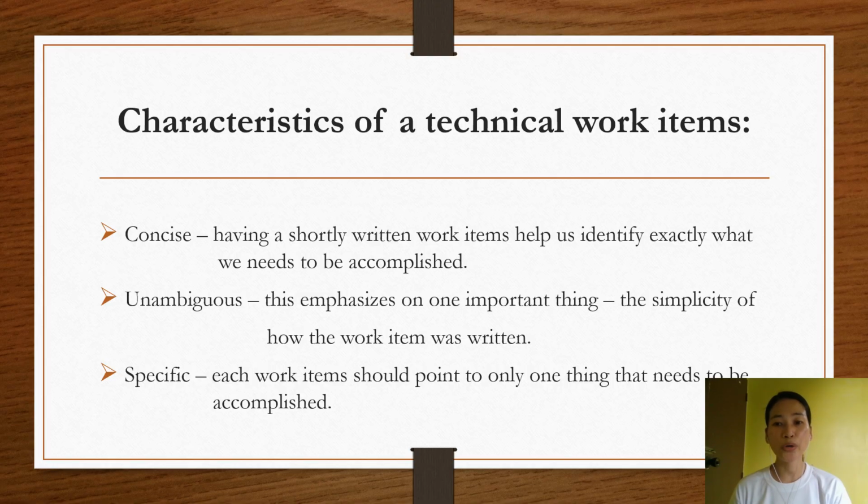Characteristics of technical work items. They should be, first, concise. Having shortly written work items helps us identify exactly what needs to be accomplished. Next is unambiguous. This emphasizes one important thing, the simplicity of how the work item was written. Next is specific. Each work item should point to only one thing that needs to be accomplished.